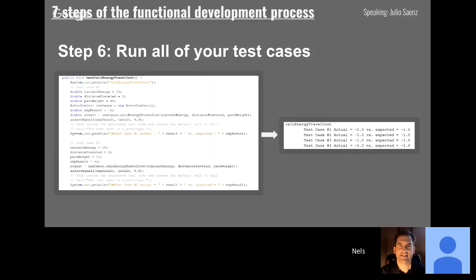Step 6, a test method to run all of our test cases. On the left-hand side, you can see the Java code that we created to run these test cases. Once we run the test cases, on the right-hand side, you see the results that were returned by the test method.